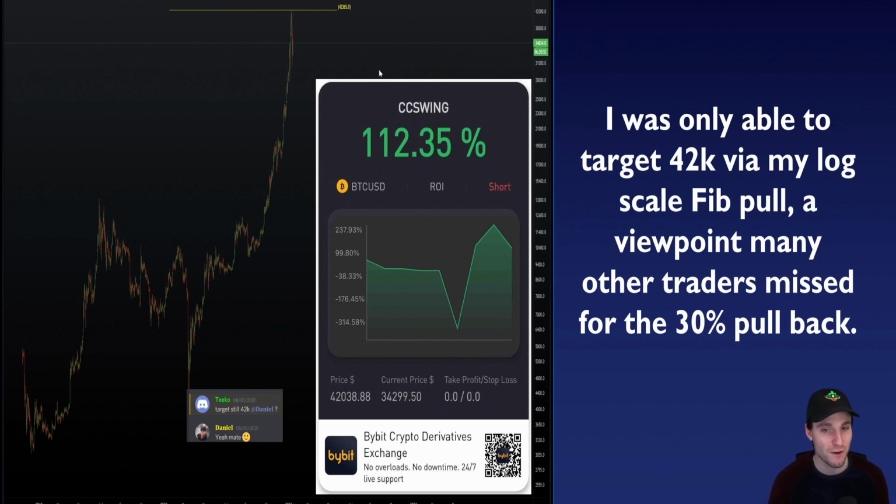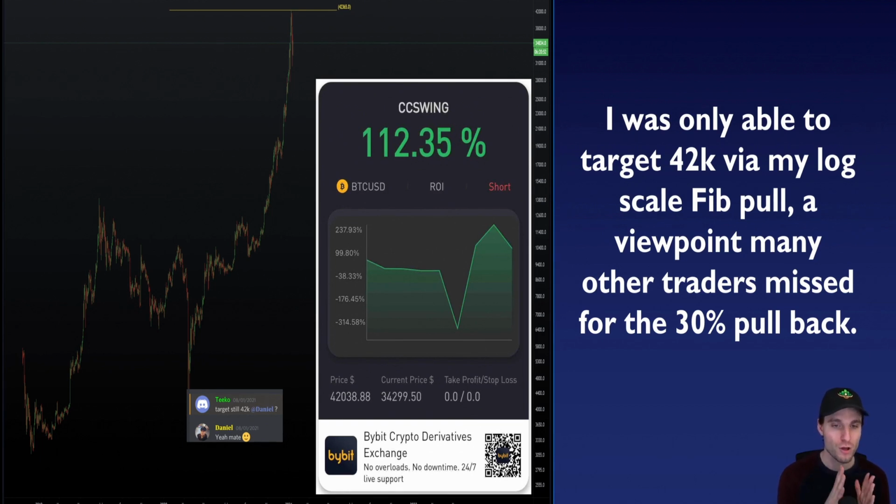So as you know, we're going to load up the Bitcoin chart in a minute to explain this, but this was a Fibonacci log scale pull that I found to give me the perspective that $42,000 was going to be offering high time frame resistance. And this log scale pull literally only worked on the log scale. Again, if you had done this on the normal Fibonacci scale, you would have incorrectly traded this move. Okay, like period, you would have incorrectly traded it.